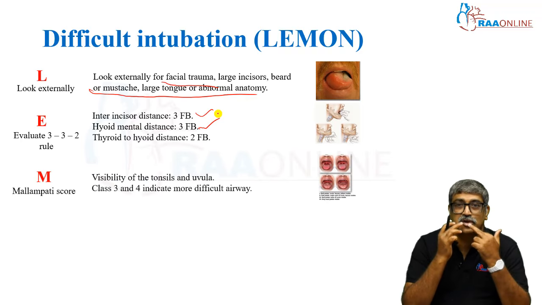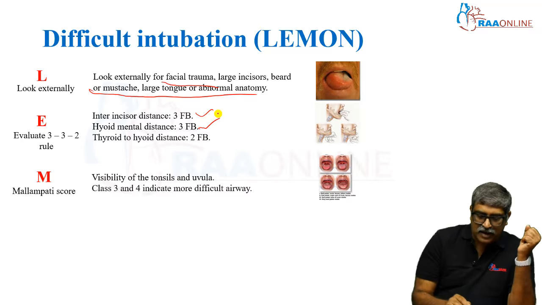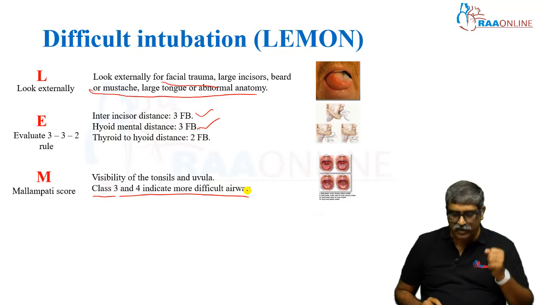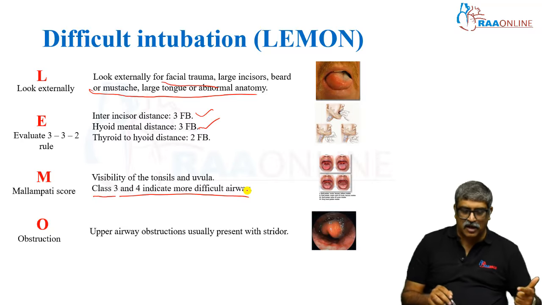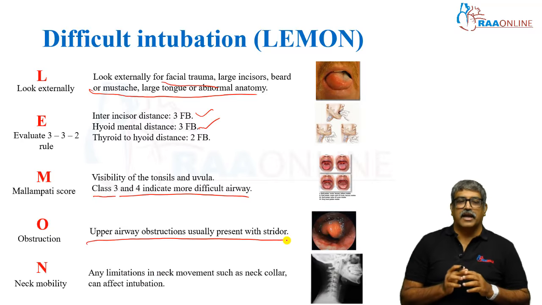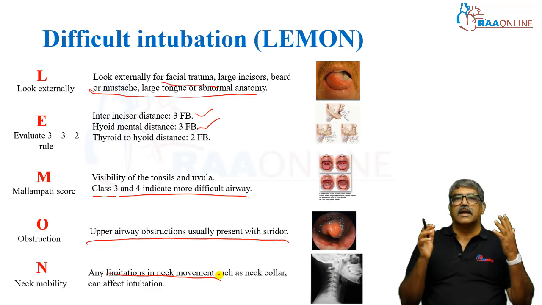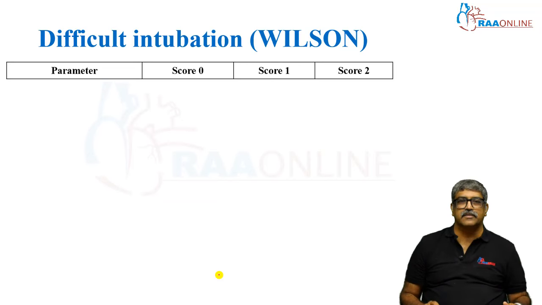Mallampati scoring: you visualize the tonsil, uvula and compare it with the tongue. Class 3 and 4 indicate a more difficult airway. Coming to obstruction, upper airway obstruction usually presents with stridor. And neck mobility: any limitation in neck mobility due to a neck collar can affect intubation.